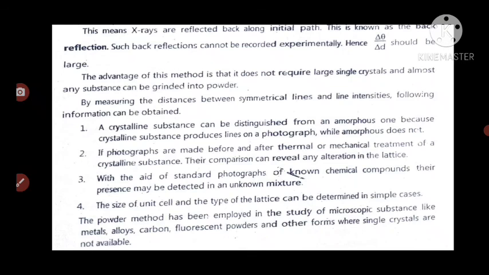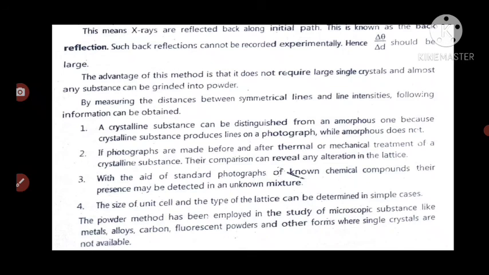This means the X-ray is reflected back along the initial path, and this is known as the back reflection. So if the X-ray is incident on the specimen in the backward direction, this is called back reflection, and such back reflection cannot be recorded experimentally, and hence delta theta by delta d should be large.